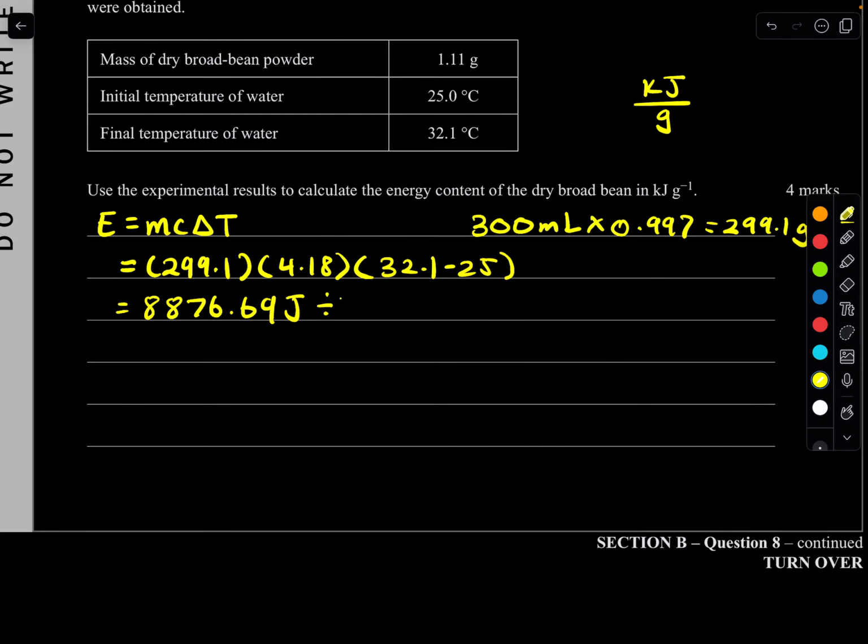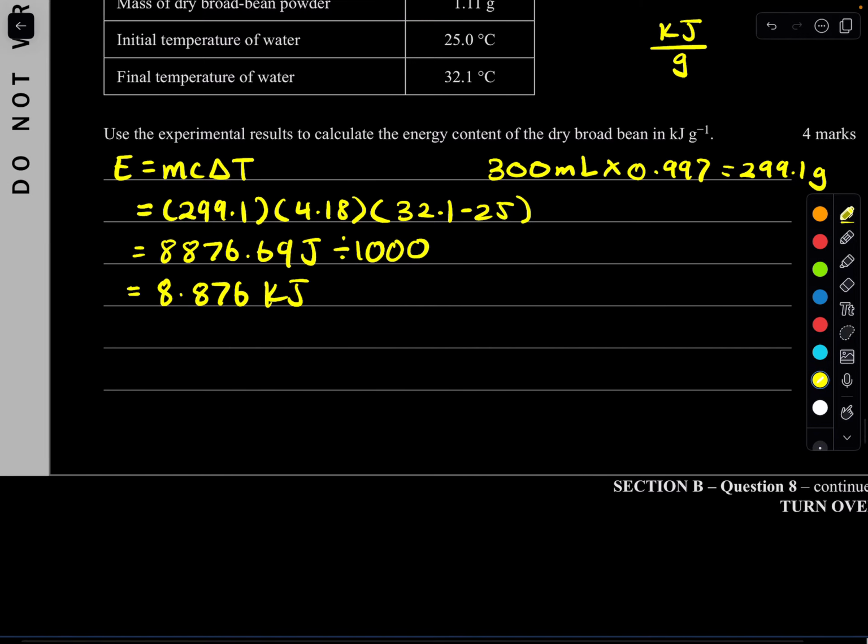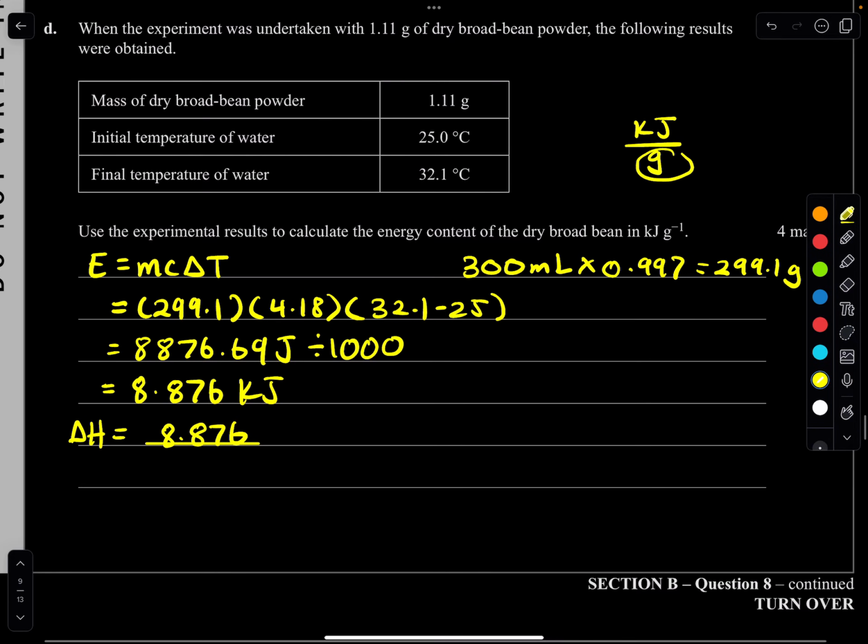So divided by 1,000, you should get 8.876 kilojoules. And to get it in terms of kilojoules per gram, which is your heat of combustion, it's the kilojoules, so that 8.876 divided by the grams. How much did we use? We use that much, 1.11.